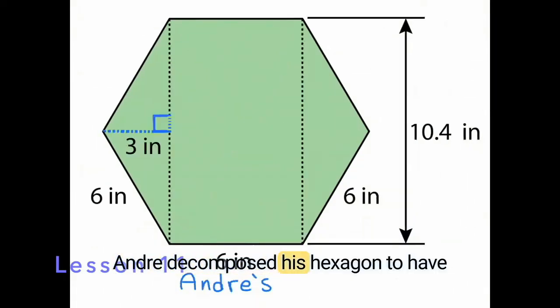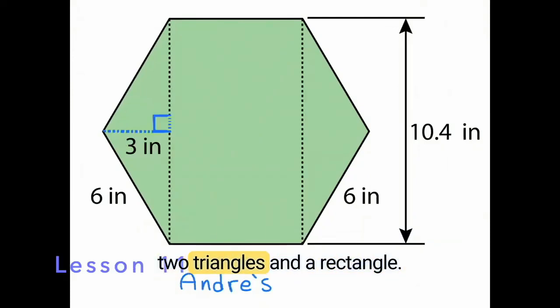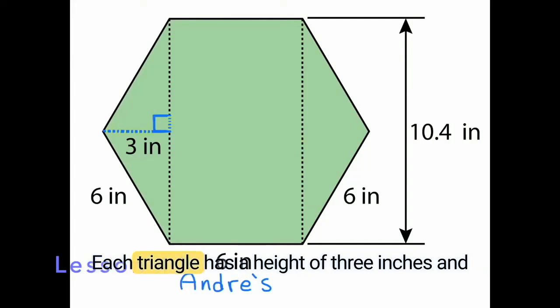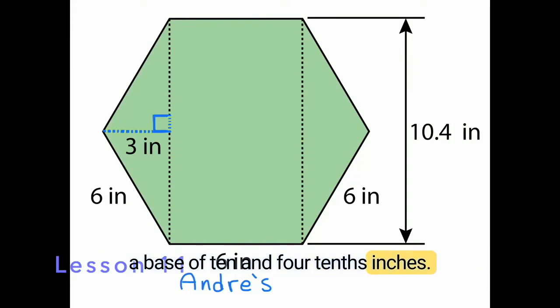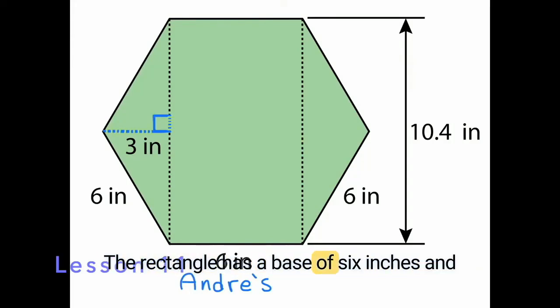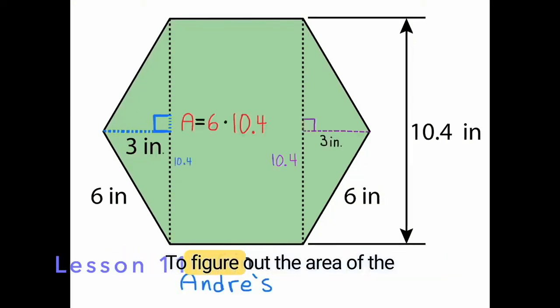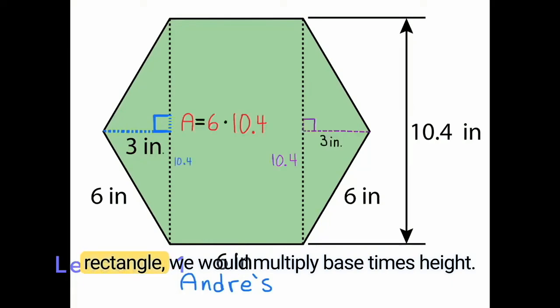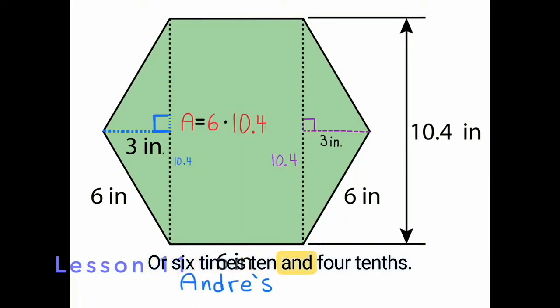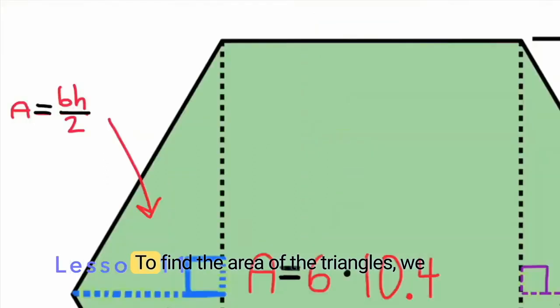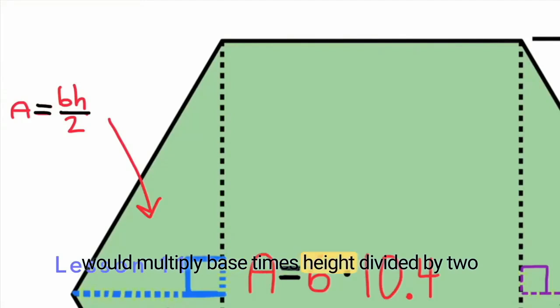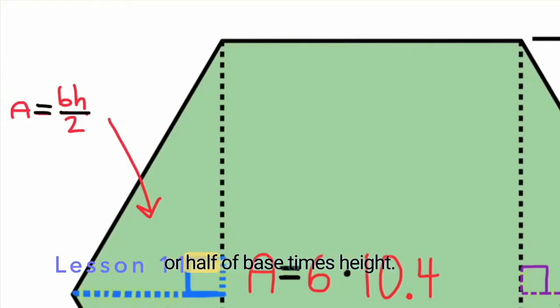Andre decomposed his hexagon to have 2 triangles and a rectangle. Each triangle has a height of 3 inches and a base of 10 and 4/10 inches. The rectangle has a base of 6 inches and a height of 10 and 4/10 inches. To figure out the area of the rectangle, we would multiply base times height, or 6 times 10 and 4/10.